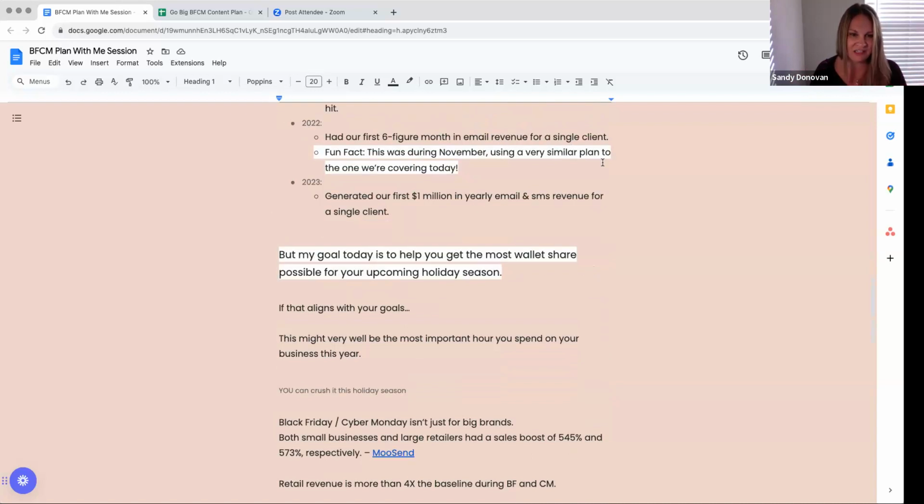We also this year generated our first $1 million in yearly email and SMS revenue for one of our clients. So we've been growing not just in the number of clients we have, but our clients have been growing. And that's really exciting too, to see them progress, get more and more successful, grow their brands, and see their dreams realized as well.